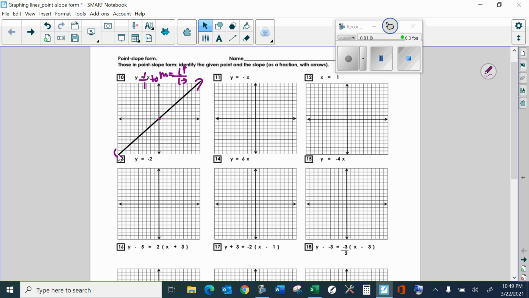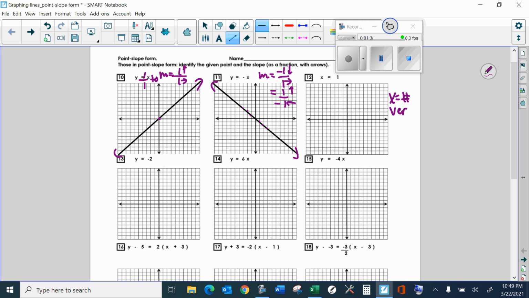Next most famous line in math that you should know is y equals negative x. Goes right through the origin. Again, slope is negative 1. So that means down 1, right 1. Or I could put the negative in the denominator, and that would be up 1, left 1. So up 1, left 1, up 1, left 1. They're all lined up.